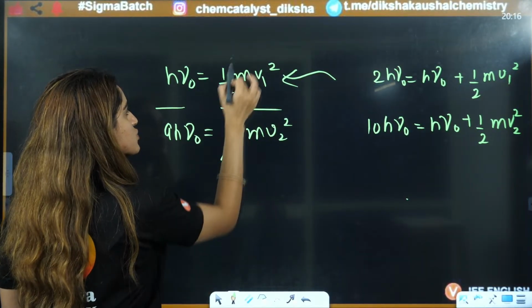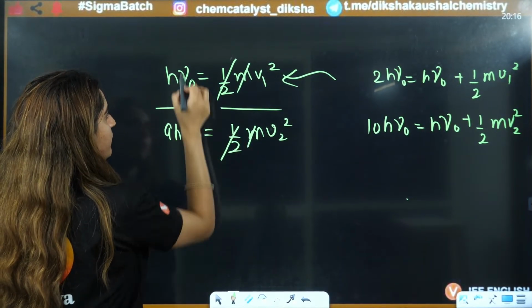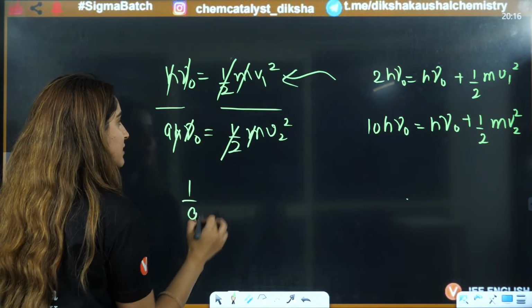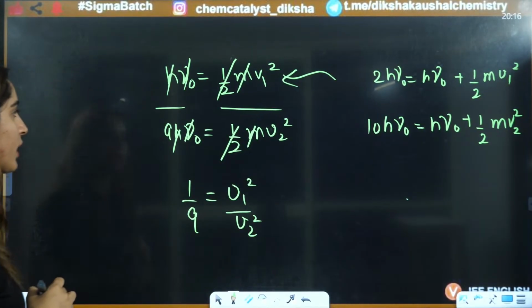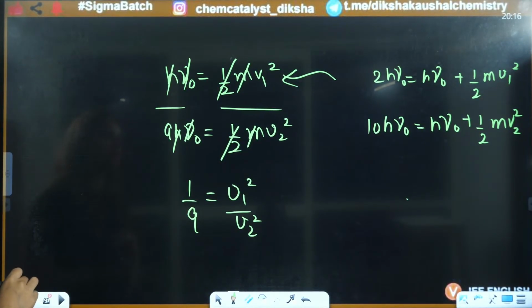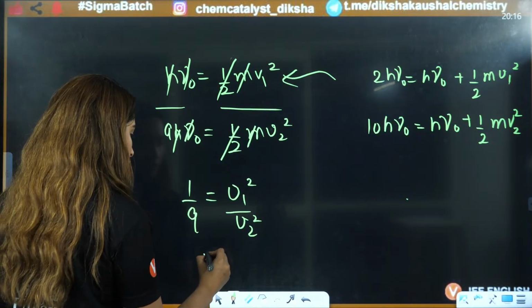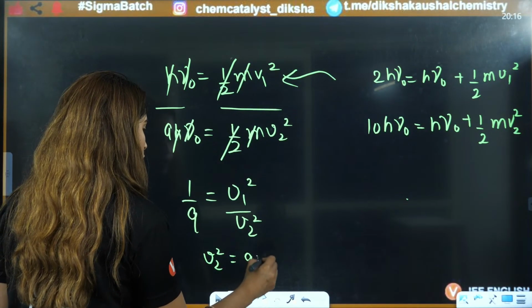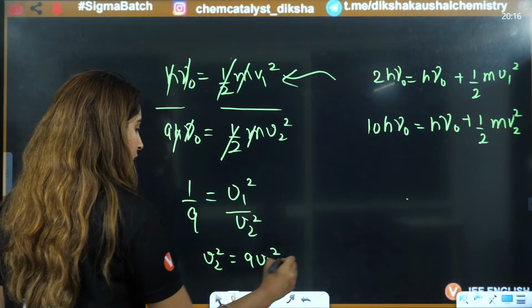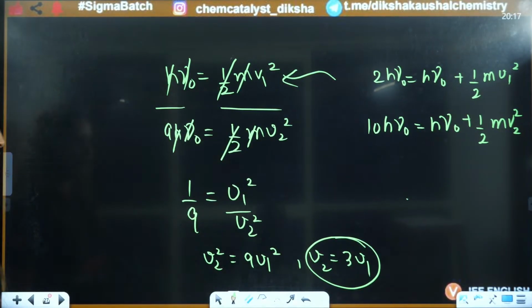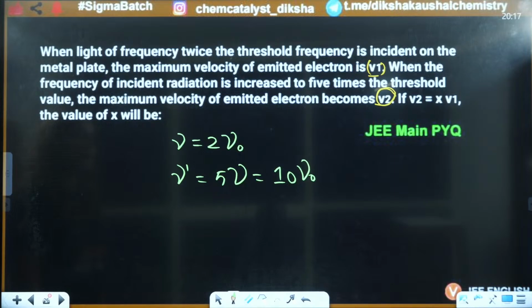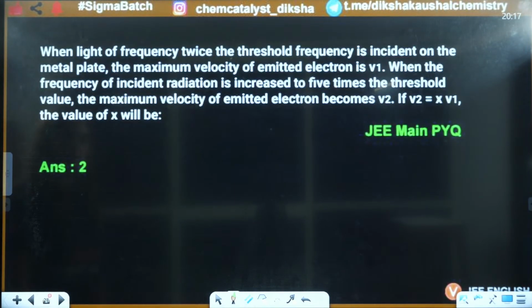You divide, h and mu naught will cancel out. 1 by 9 is equal to V1 square by V2 square. Then V2 square is equal to 9 of V1 square. If you take the square root, V2 is equal to 3 of V1, and the x value will be equal to 3 here.